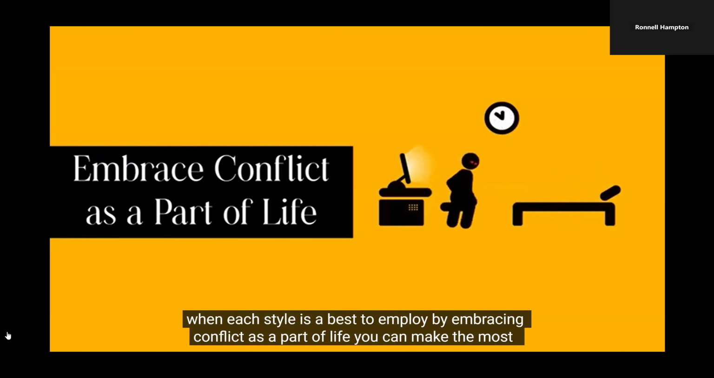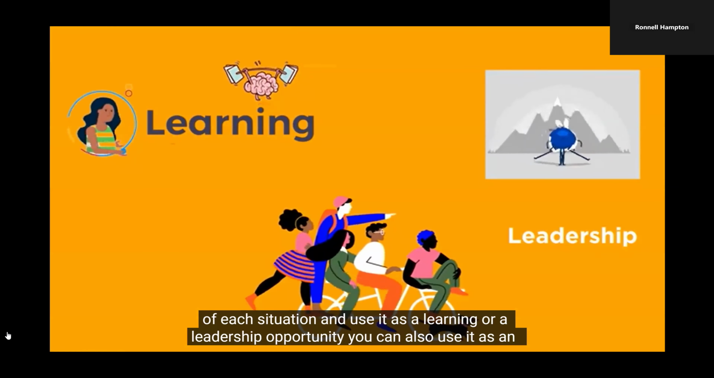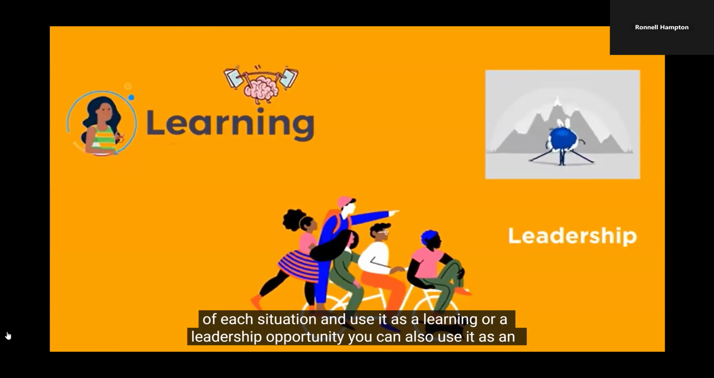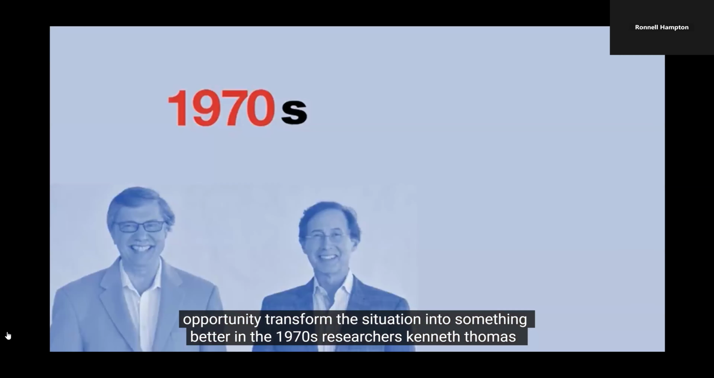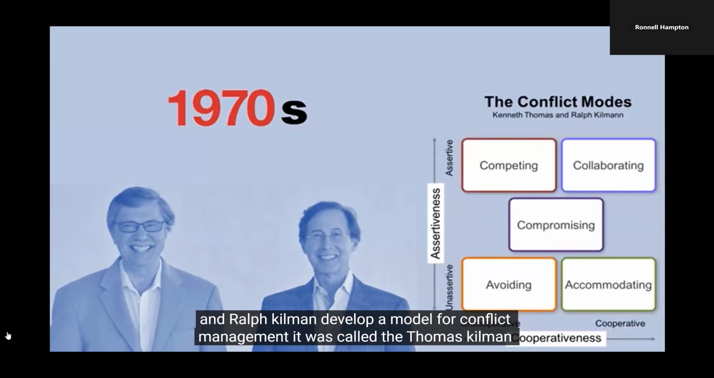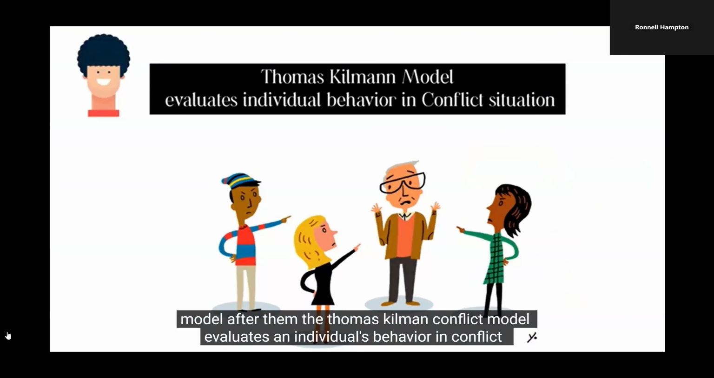By embracing conflict as a part of life, you can make the most of each situation and use it as a learning or a leadership opportunity. You can also use it as an opportunity to transform the situation into something better. In the 1970s, researchers Kenneth Thomas and Ralph Kilmann developed a model for conflict management. It was called the Thomas-Kilmann model after them. The Thomas-Kilmann conflict model evaluates an individual's behavior in conflict situations.